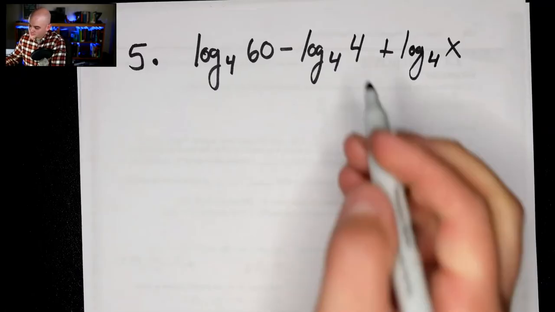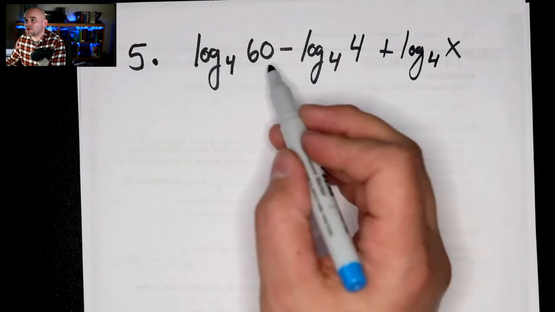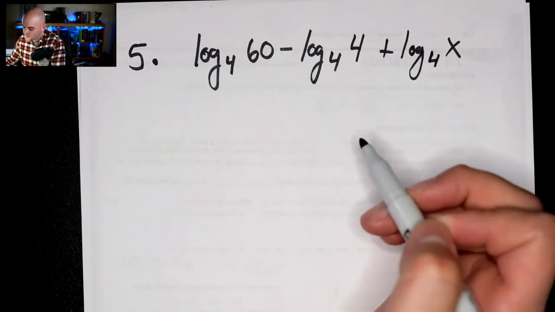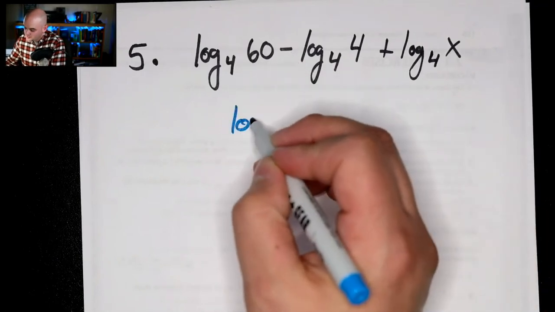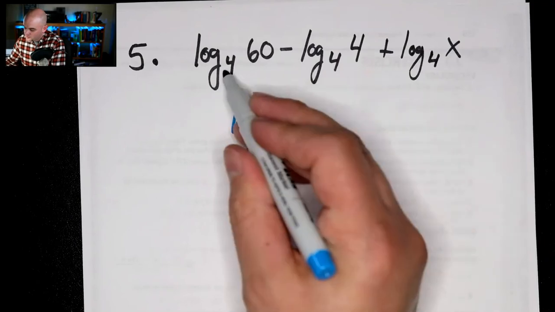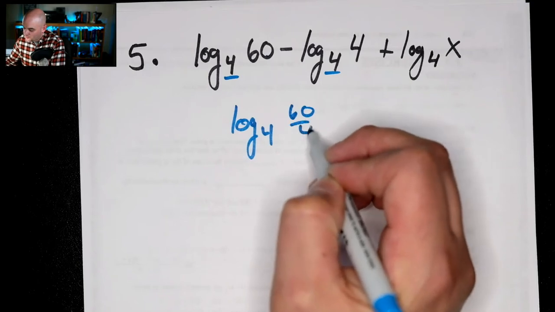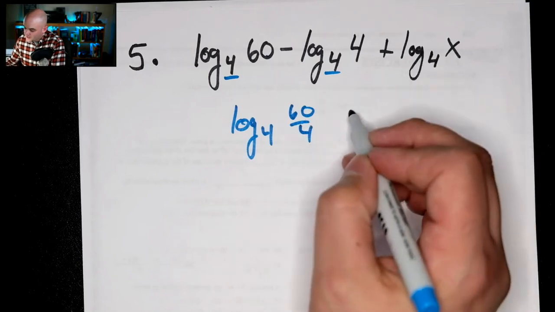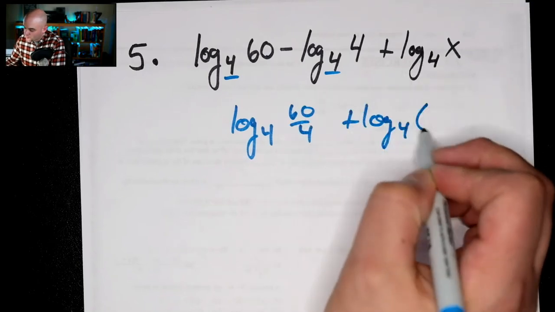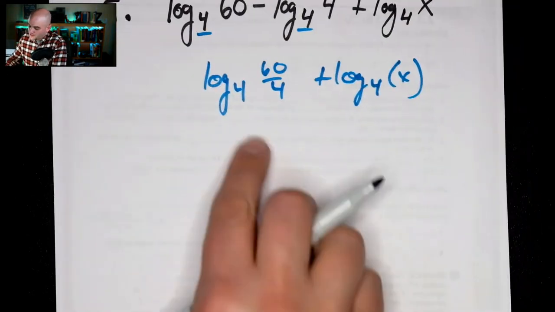All right, on to number 5. So for this one, once again, follow order of operations. I'm going to go left to right. I come across a minus sign first, and I can say this is log base 4. They're both base 4, so that's important, of 60 divided by 4. And then we've got plus log base 4 of x right there.